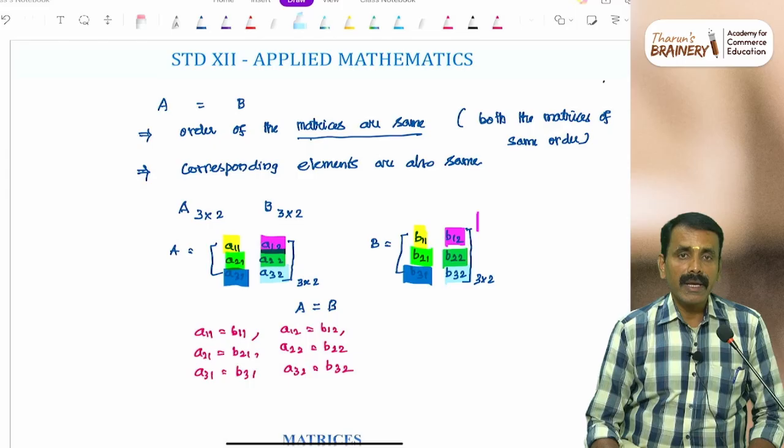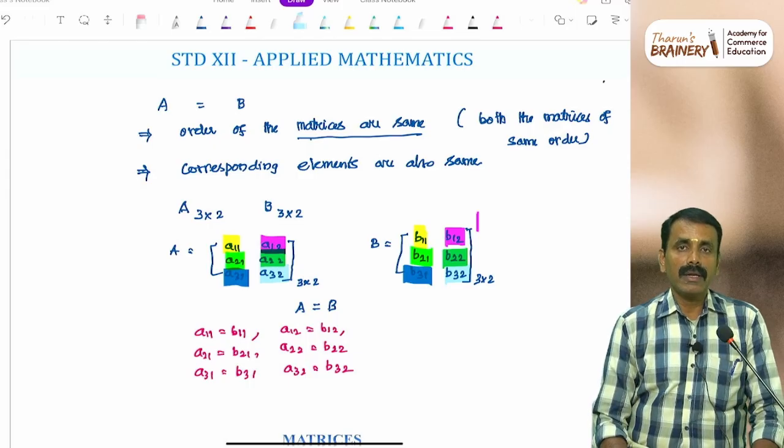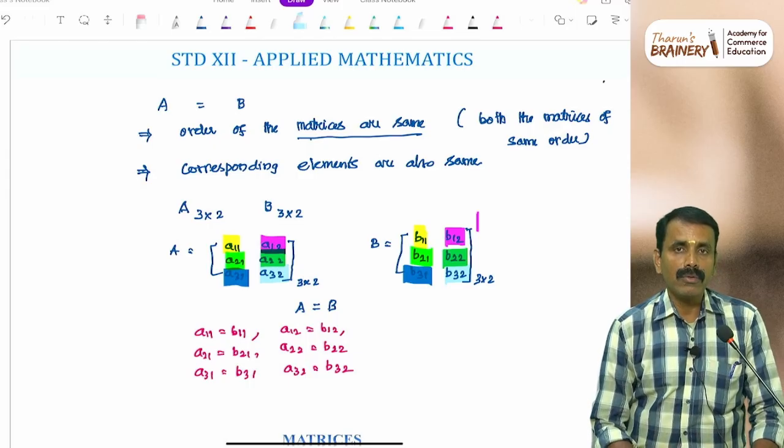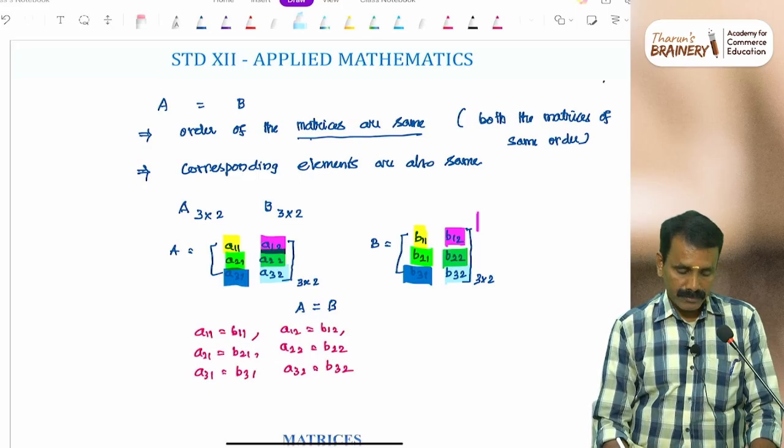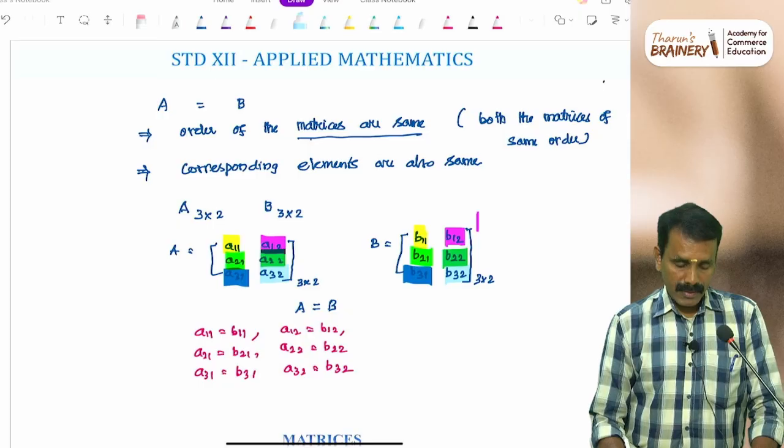If their corresponding elements are equal and the matrices are of the same order, then we say that two matrices are equal.